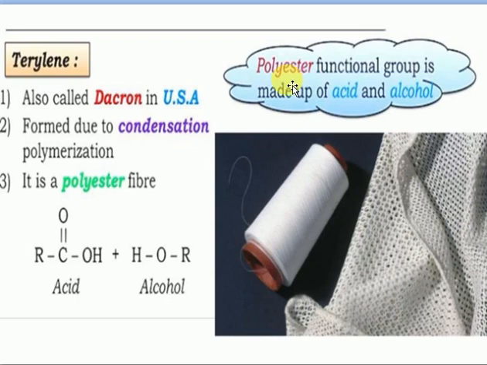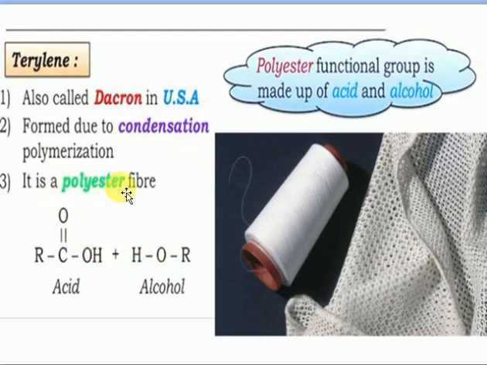How are esters formed? Whenever acid plus alcohol react together, by leaving a water molecule, they form an ester only. Next, they are formed as condensation polymers. Why are they called condensation polymers? Because whenever acid plus alcohol combine together, they leave a water molecule.